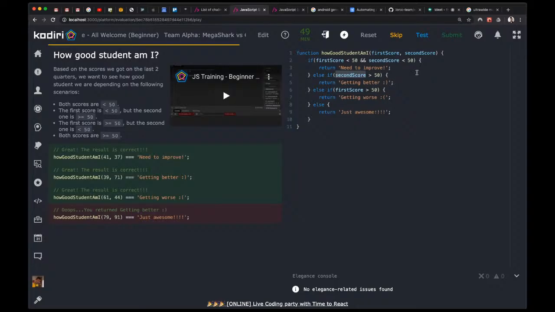So let me think about the problem from scratch. So the first use case scenario, it's obvious, right? If both the scores are below 50, then you need to improve. However, if the first score, however, was less than 50, sorry guys, you know what? I'm gonna give up. I'm not gonna explain that now.